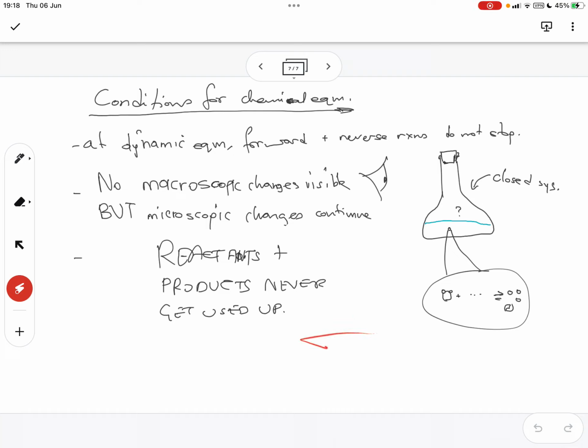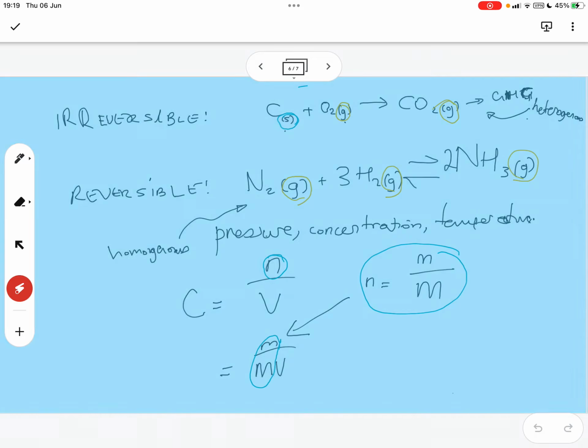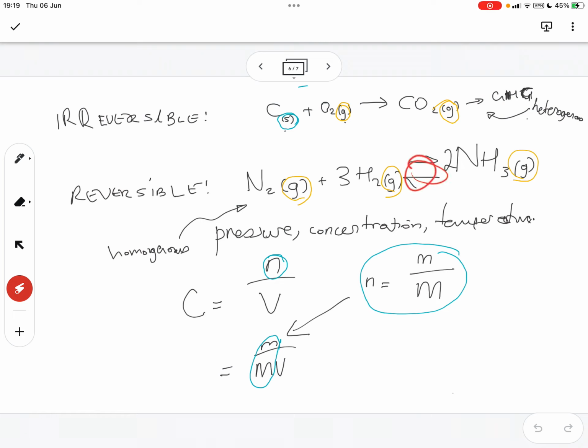And lastly, with chemical equilibrium, when equilibrium is reached, the reaction that goes forward and the reaction that goes backward don't stop, they keep going on. And then there aren't visible changes that we can see with our eye, but on a microscopic level where we can't see with our naked eye, something's always happening. And lastly, the reactants and products never get used up.